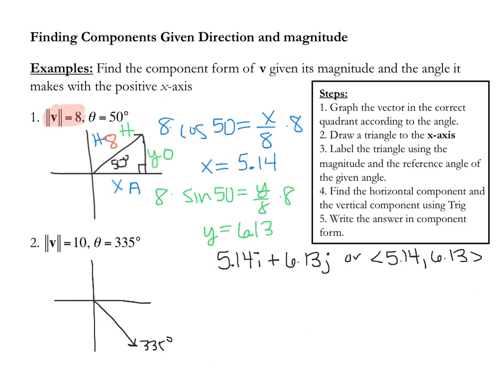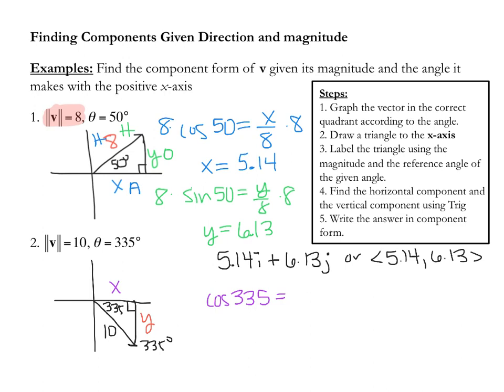Then go ahead and form your triangle, always to the x-axis, and fill in that this is 335 degrees and that the magnitude is 10. Then we're going to find the horizontal component and the vertical component. The horizontal component, again, is adjacent and hypotenuse. It's cosine. It's always going to be the same thing, which is why your book gives you a formula. But I don't like to memorize formulas.